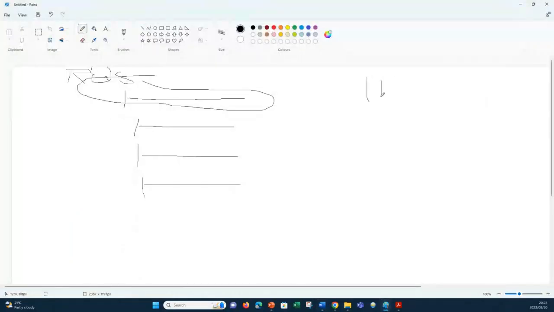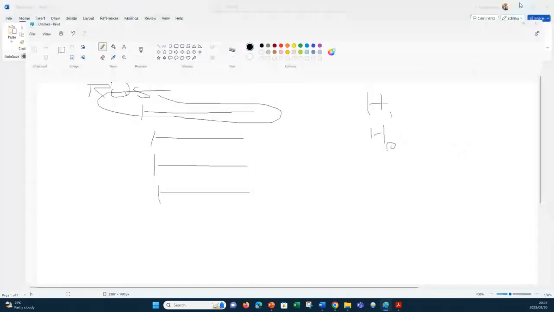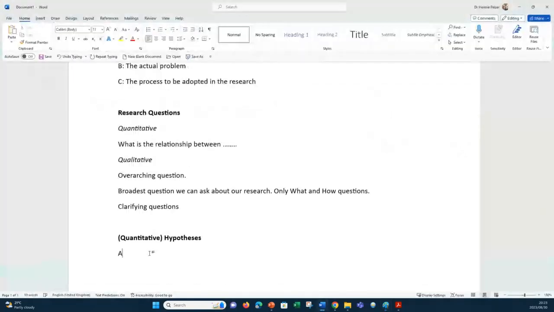Your alternate hypothesis would look like that, and your null hypothesis would be like that, H0. So H1, H0. Alternate and null. I'll put them separately. Remember what I showed there: you're going to do H1 and H0, H footnote 1 and H0, alternate and null. We'll do that as well there.